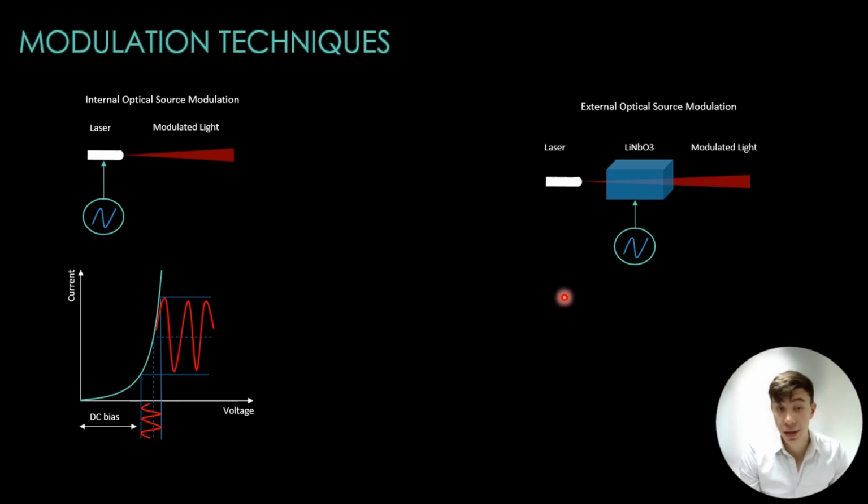Choosing the right technique: the choice between internal and external modulation depends on several factors. For example, bandwidth requirements. Internal modulation is sufficient for lower data rates, while external modulation is necessary for high-speed links. Internal modulation is generally more affordable, while external modulation requires additional components. External modulation can handle longer distances with less signal degradation. Internal modulation is simpler to implement, while external modulation adds another layer of complexity.